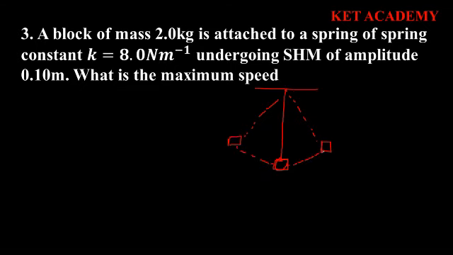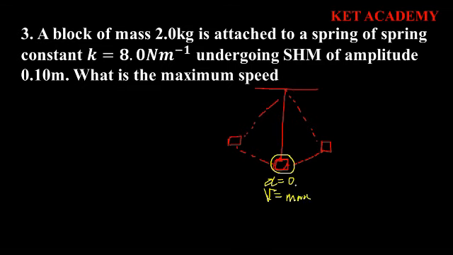Now, we have been asked to look for the maximum velocity, but we know the relationship between maximum velocity and displacement. The maximum velocity will occur at this point, where the displacement is 0 and the velocity is maximum.